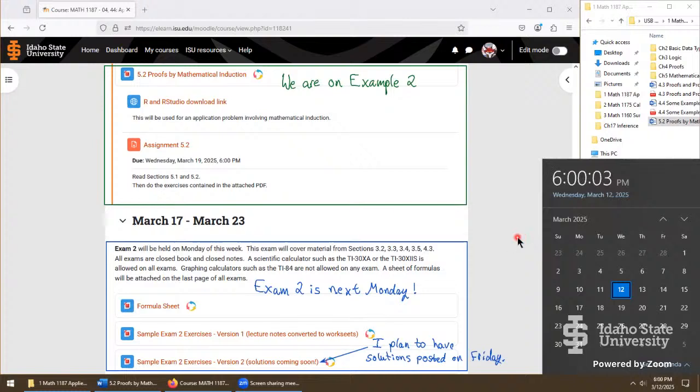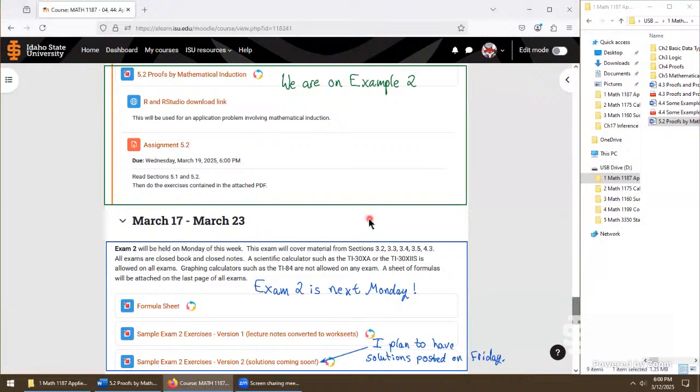Welcome back, everyone. We're finishing off week 9 so far, and that means we're going into our second exam just next week. I don't have too much for announcements other than we're on example 2 in section 5.2. I posted this software here for an application problem that we're going to do at the very end. We've written pseudocode before. We'll do it again. We're going to prove the pseudocode actually executes as intended by using mathematical induction.